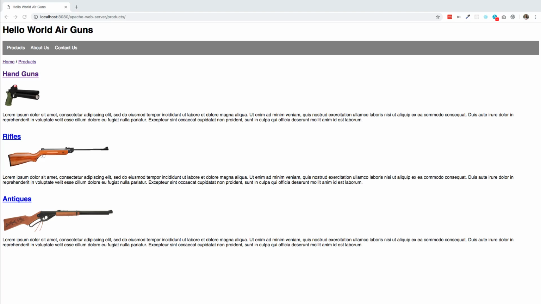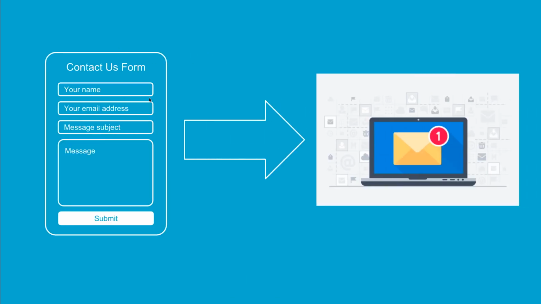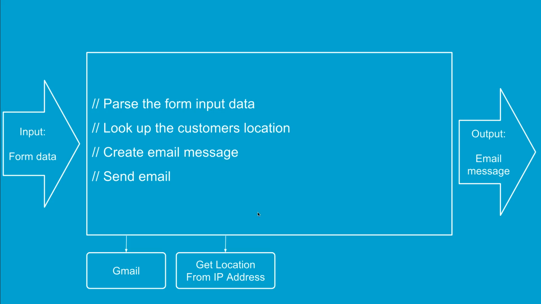Today, we're going to add a Contact Us page to our website. The Contact Us page is going to send us an email when the user presses the Submit button. We're going to achieve this by writing a script that takes the form data as input and sends an email message as output. This input processing output pattern is probably the most fundamental pattern that you'll see in software development. Just about every piece of software accepts some input, does some processing on that input, and returns some output.